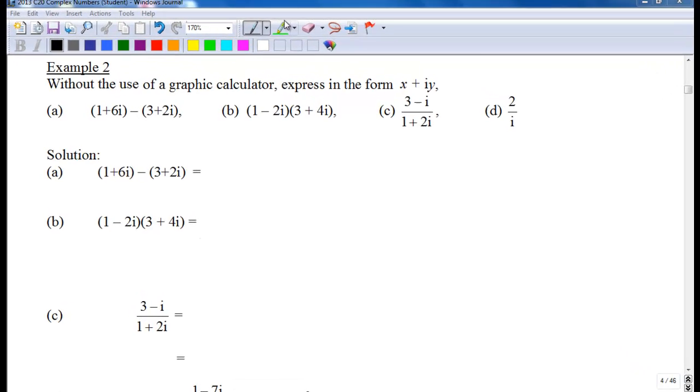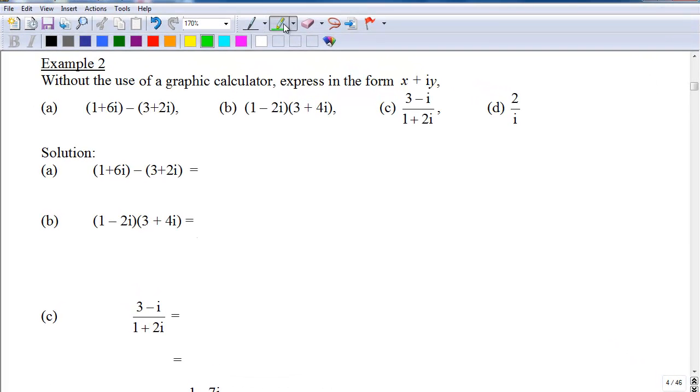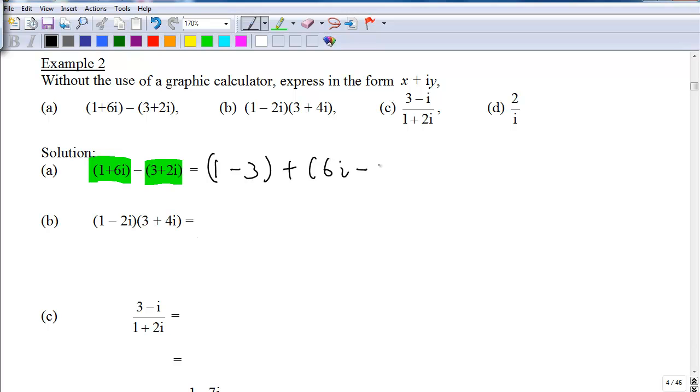Now example 2 tests us on our manipulation of complex numbers. In A, we see the difference of two complex numbers. And following what we just talked about, to take the difference of two complex numbers, all we need to do is group the real parts together, take their difference, and group the imaginary parts together and take their difference. And we will have minus 2 plus 4i. Done.